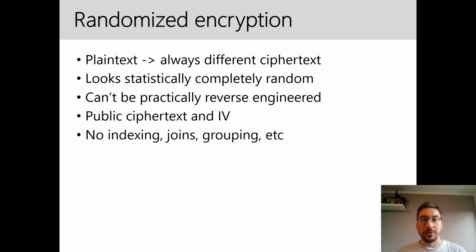Now, on the other hand, randomized encryption, you take a plain text and you always get a different ciphertext. So you always get a different value when you encrypt it. Statistically, it looks completely random. Can't be reverse engineered, of course. The two things that are public in this encryption mode are the public ciphertext, of course, and the IV. Now, IV is called initialization vector, and it's basically a random sequence of values that are the input to the randomized encryption algorithm at the beginning. Now that means that there is no indexing, there are no joins on it, you cannot group on it, etc. There are no singleton lookups, there's none of that.